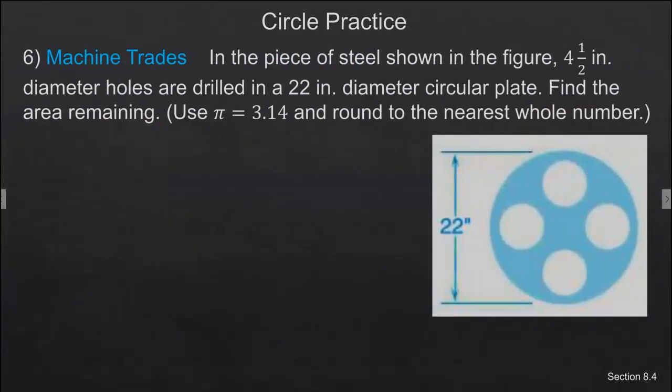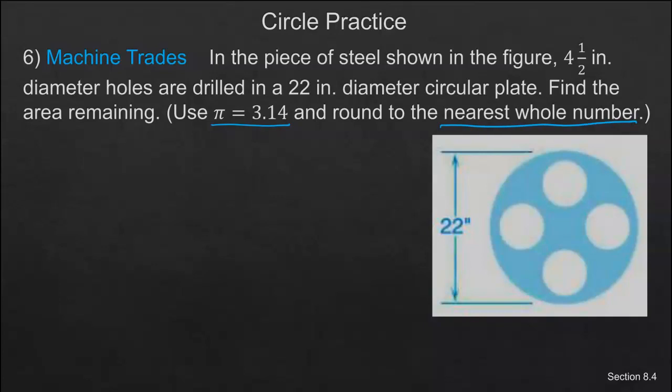Okay, let's go to this next one. Machine trades. In the piece of steel shown in the figure, 4.5-inch diameter holes are drilled in a 22-inch diameter circular plate. Find the area remaining. We're using 3.14 for pi, and we're rounding to the nearest whole number.